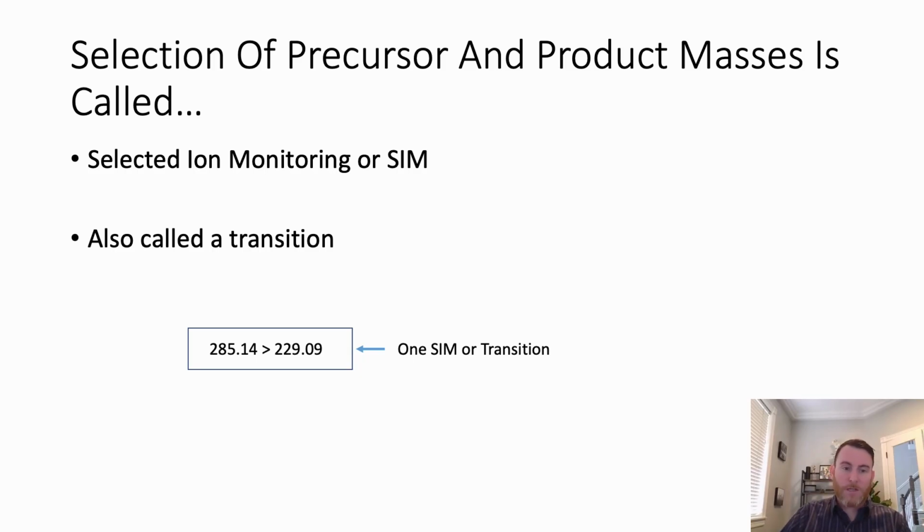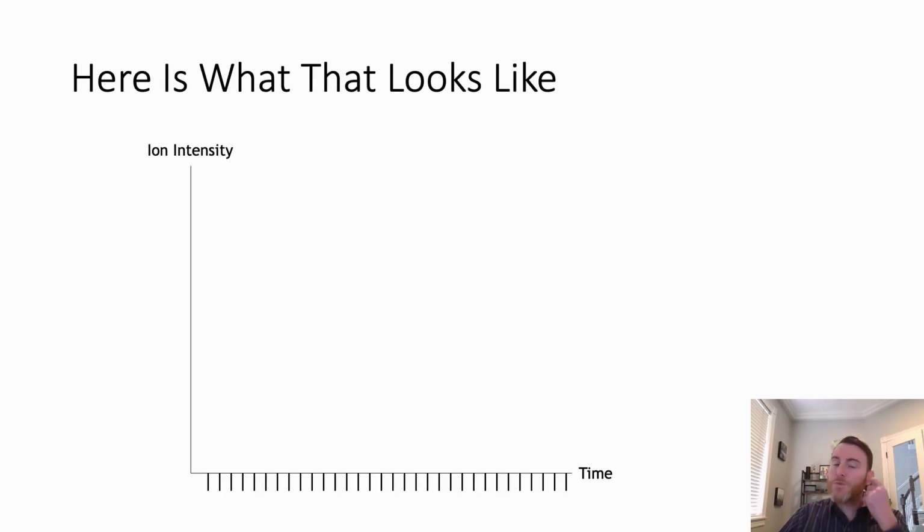So going back to that morphine, you can say that 285, which was the precursor mass, and I usually say the word choose, so 285 choose 229, is this precursor and product mass pattern that you are asking the mass spectrometer to look at. So this is one SIM or one transition that you might be looking for. And here's what this looks like in real time.